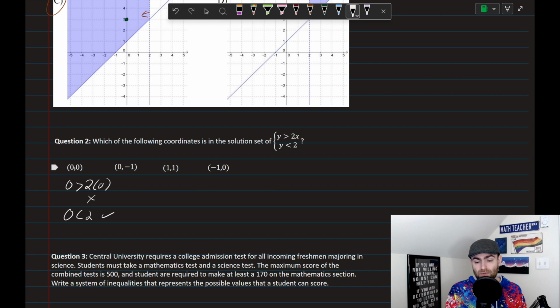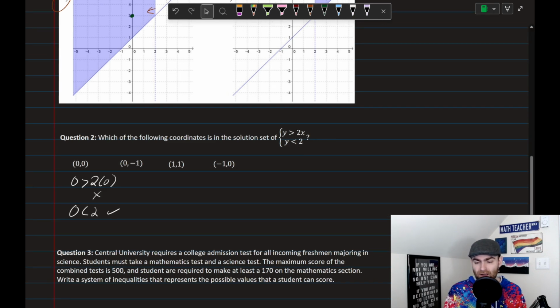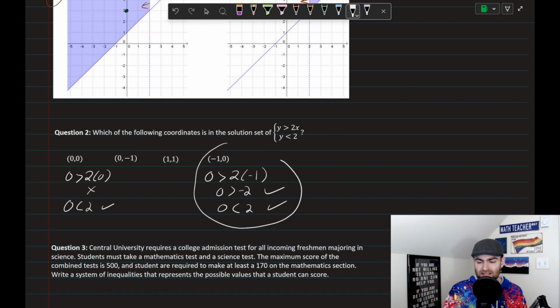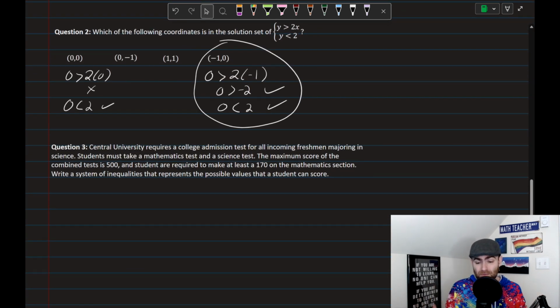So this point works for the second one, but not the first one. So we need to somehow get the x's to be less than the y's. And I think this one might be our goal there. So try it again. 0 is greater than 2 times negative 1. 0 is greater than negative 2. That is a true statement. And then 0 is less than 2. That is also a true statement. So it is this one. So you don't have to test all four of them. You can kind of narrow it down based off of the information that you know and how your first test went. Last but not least is a word problem.